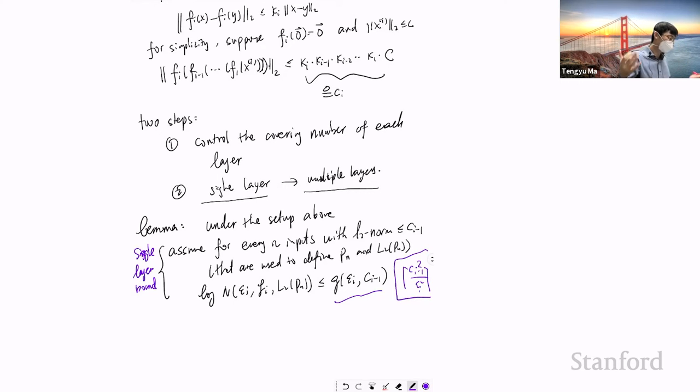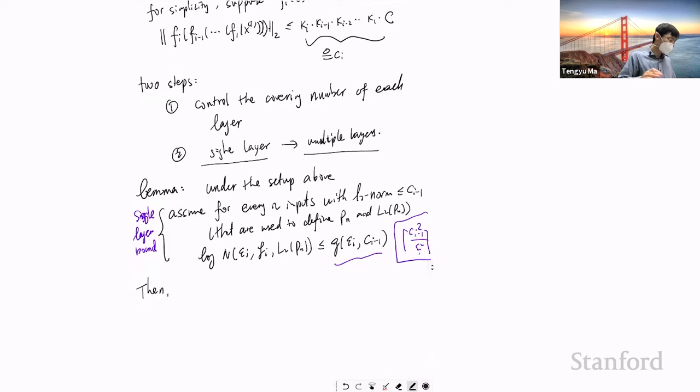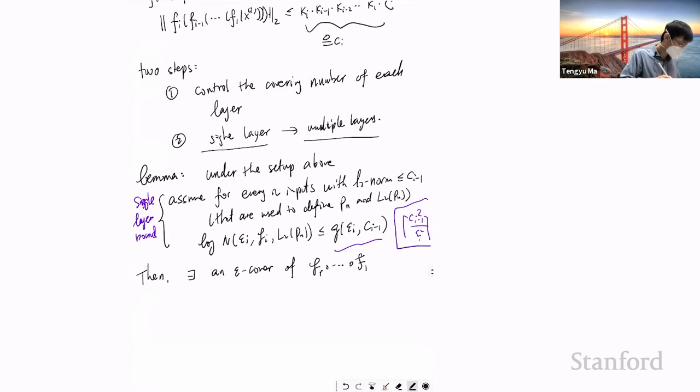Suppose you have a single layer covering number bound of this form. Then the conclusion is that you can turn this into a multilayer covering number bound. The form of this translation is not very clean, but it's like this. There exists an epsilon cover of F_r composed up to F_1, for epsilon equal to the following.